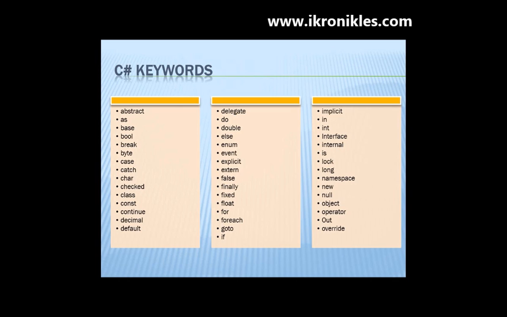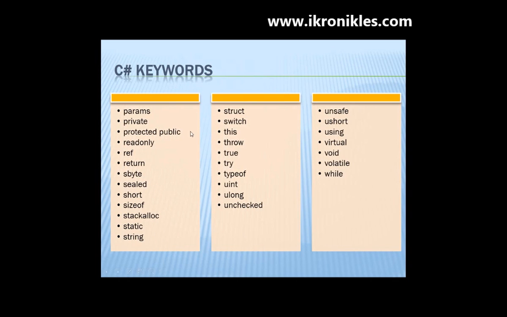We also have ones like params, private, protected, readonly, ref, return, sbyte, short, string, struct, and lots more. So you need to memorize them. IntelliSense will tell you that you cannot use this as your variable, but I need to tell you so that you know that there are some keywords that you cannot use.